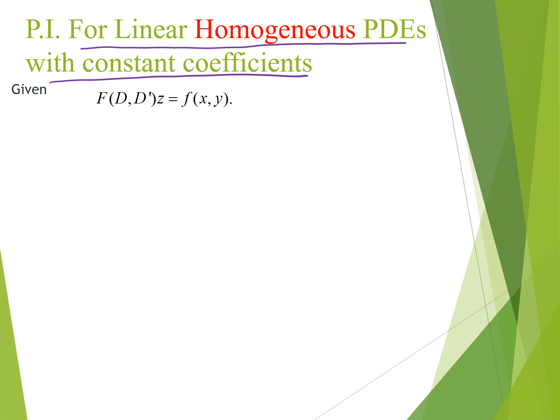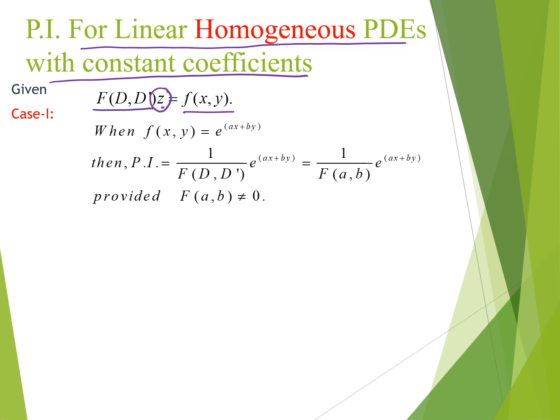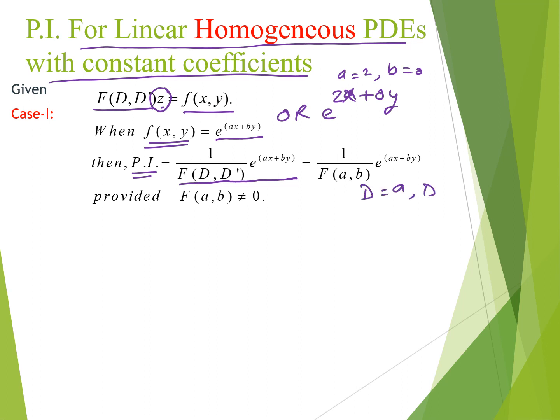A partial differential equation is represented as f(D, D') z = f(x, y), where z is the dependent variable. Case 1: when the function f is e to the power ax plus by, for example e to the power 2x plus 0y, that means a is equal to 2 and b is equal to 0, then PI is equal to 1 over f(D, D') e to the power ax plus by. We just replace D with a and D' with b. We get 1 over f(a, b) e to the power ax plus by.